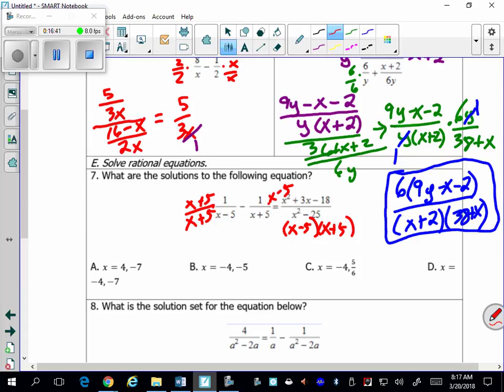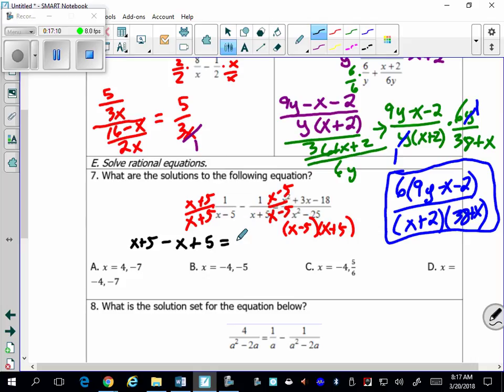Now let's put this all together. So I have x plus 5 times 1, which is x plus 5, minus 1 times x is a negative x, negative 1 times negative 5 is positive 5, equals x squared plus 3x minus 18.